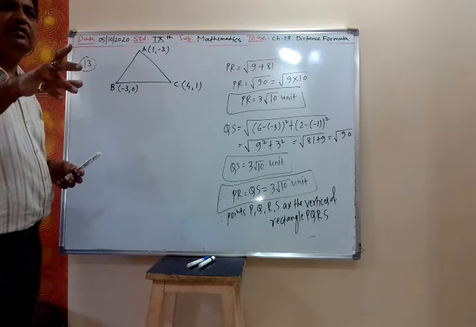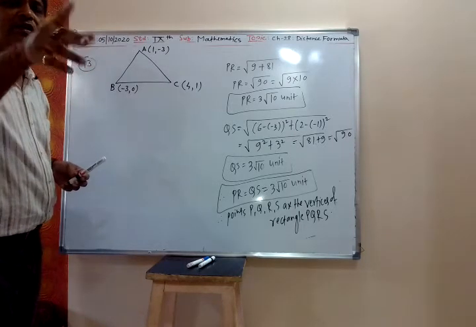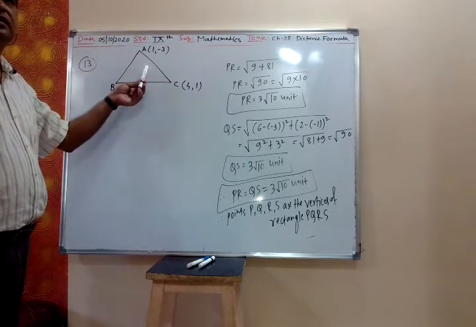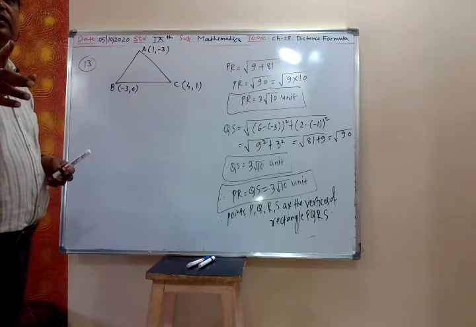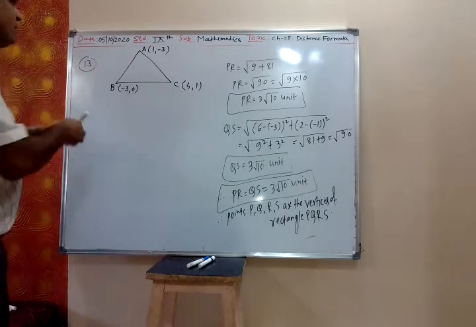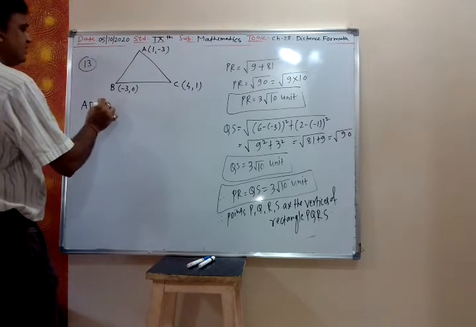Means you are given 3 sides, so the square of one side will be the sum of the squares of the remaining 2 sides. That means Pythagoras theorem is verified, means it is a right angle triangle. So first you show that it is isosceles. To show that it is isosceles, we show that any 2 sides are equal. So let us calculate AB using the distance formula.